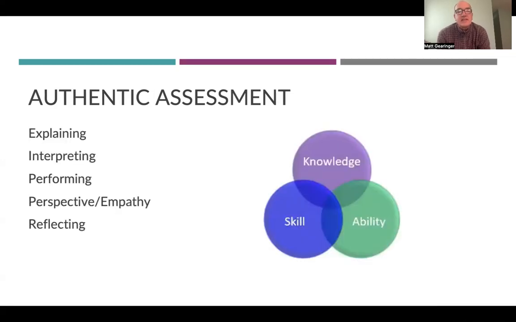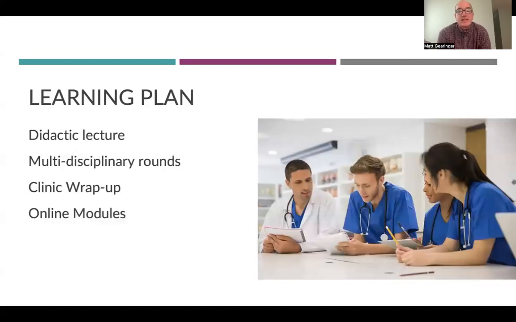So again, to review, authentic assessments are the second step in developing curriculum. They may involve topics like explaining, interpreting, performing, showing perspective and empathy, and reflecting on their performance. And all comes together in the 3 kind of pillars here of knowledge, skill, and ability to say that they have achieved their outcomes. The last step, and what we're usually best at, is developing a learning plan.